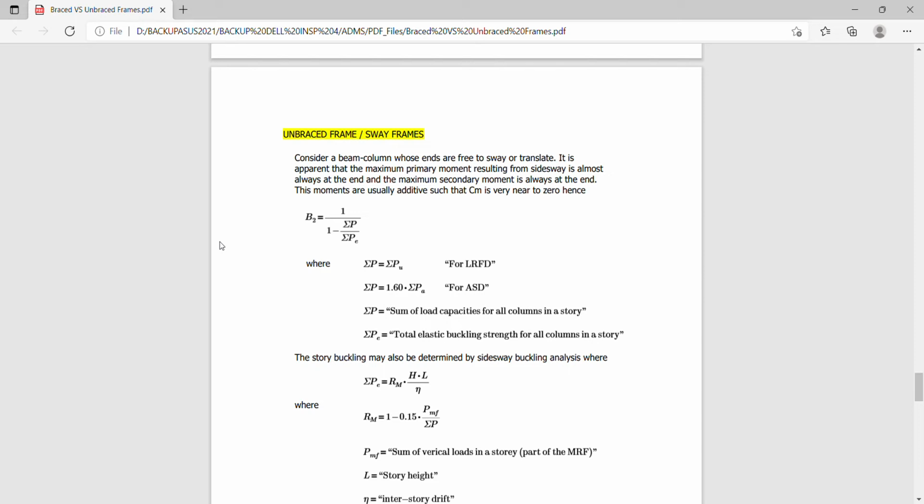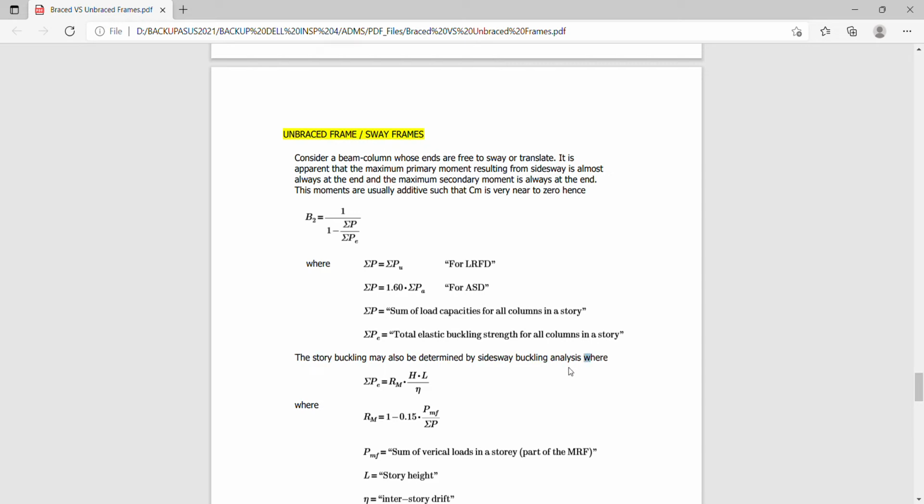We will be discussing today the highlights of the unbraced frame, or sway frame, procedures in the analysis. So what really is the difference between the unbraced frame analysis and the braced frame analysis? If we consider a beam column whose ends are free to sway or translate, it is apparent that the maximum primary moment resulting from the side sway is almost always at the ends.